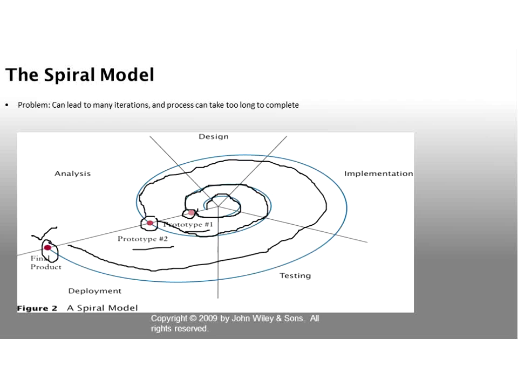Obviously it also has some problems, like it can lead to many iterations and the process can take too long to complete. But still, since we have prototypes, it is preferred over the waterfall model, because in waterfall we are working sequentially. Here, all phases are implemented and we get a prototype, and we can make out what further changes we can make in future.